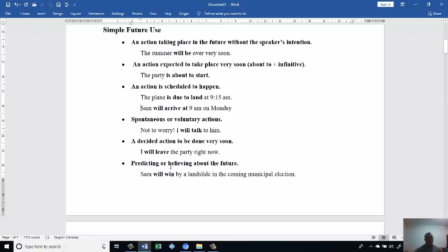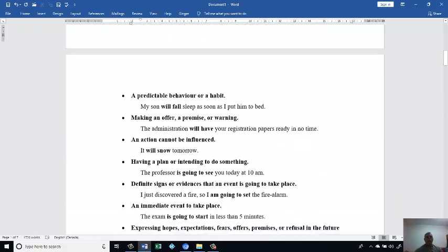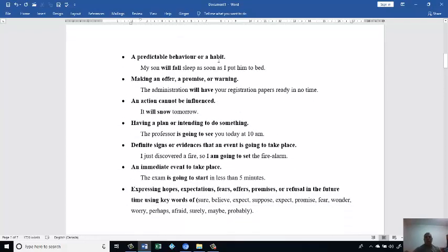It could be predicting or believing about the future. Sarah will win by a landslide in the coming municipal election. Or sometimes we have a predictable behavior or habit. My son will fall asleep as soon as I put him to bed. Making an offer or promises or warning. The administration will have your registration papers ready in no time.